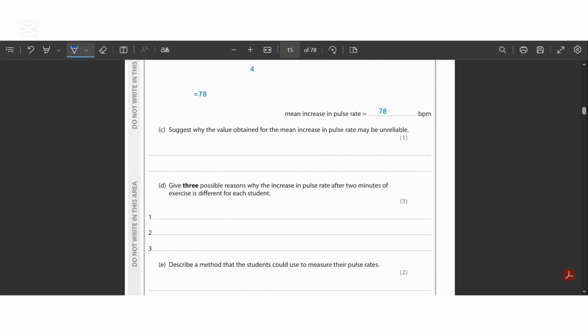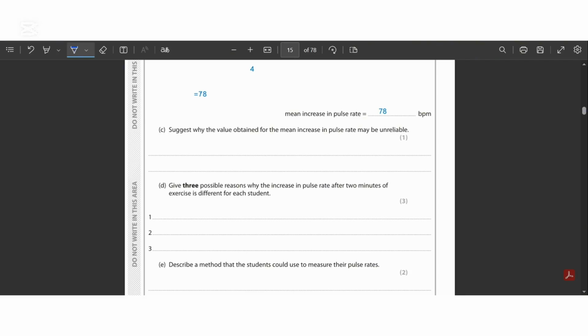Moving on to part C. Part C says: suggest why the value obtained for the mean increase in pulse rate may be unreliable. For an experiment, it is very important for us to check what data they have provided us, since it must be repeated for accuracy. Precision matters, and it is very important so that we have a record of set data, so that we can control some variables and our experiment does not become unreliable.